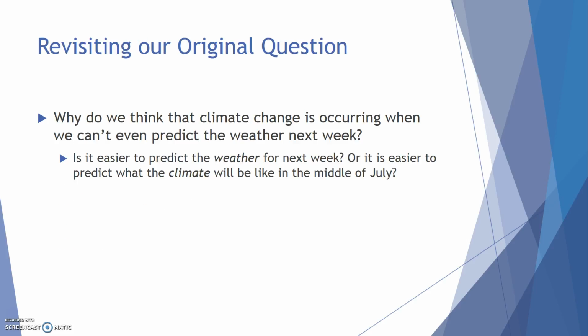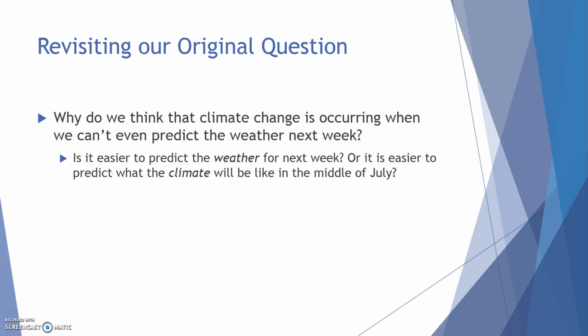So let's get back to the original question posed at the start of our lesson. Why do you think that climate change is occurring even though we can't predict the weather next week? Well, hopefully you have an idea of the difference between weather and climate. If we take an average of the weather in particular regions, or if we take the entire planet as a whole region, we can very conclusively say that the temperatures on average are increasing. So the climate is changing.